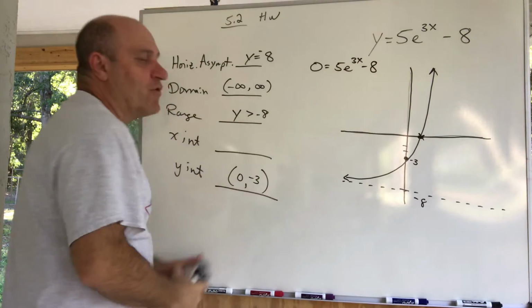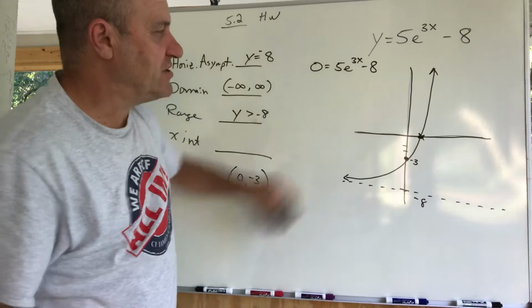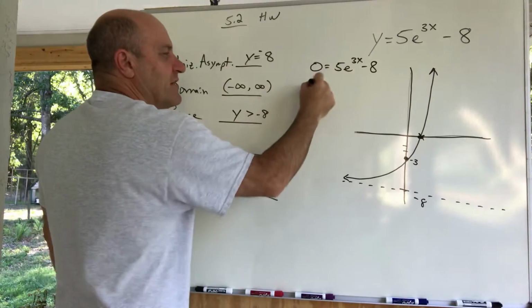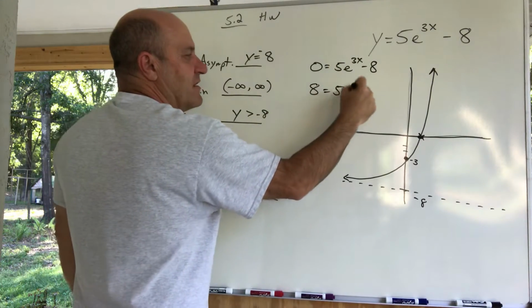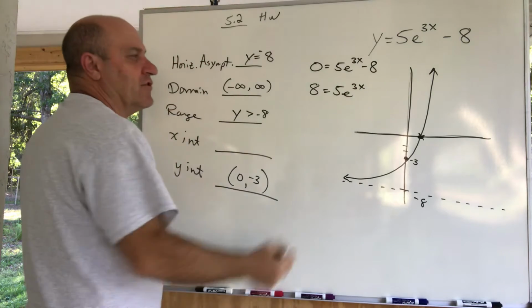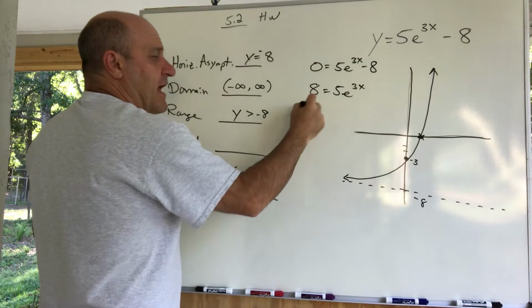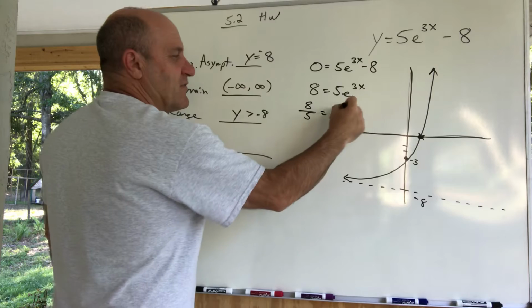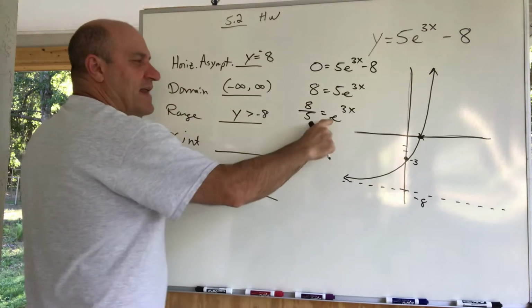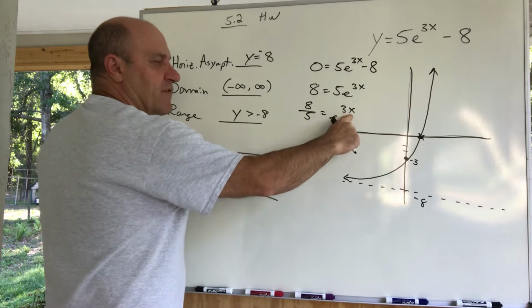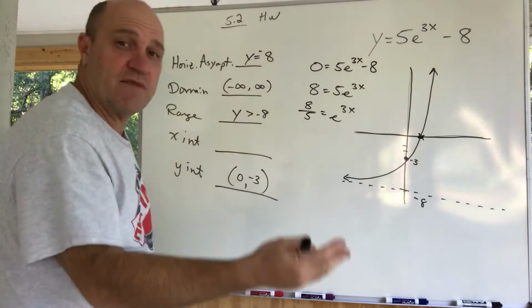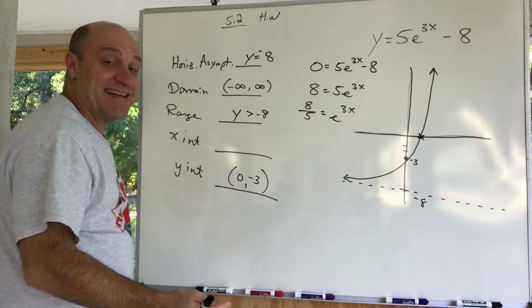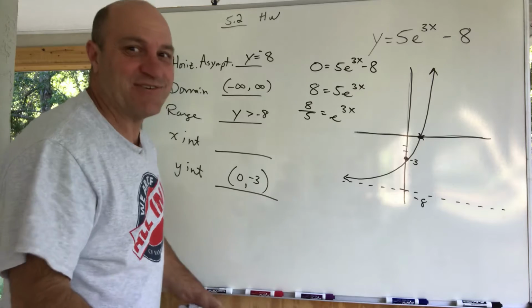All right, so now we're doing a little solving, which I taught you how to do. You add 8 to the other side. You get 5e to the 3x. You divide by 5. 8/5 equals e to the 3x. And now we're trying to get rid of the e, to get the 3x down, and we use the inverse of e, and everybody knows that is a natural logarithm.